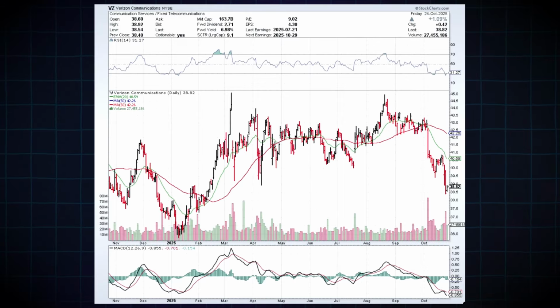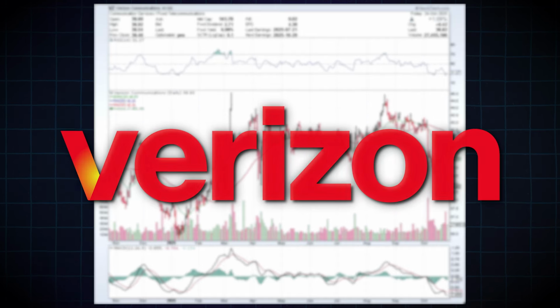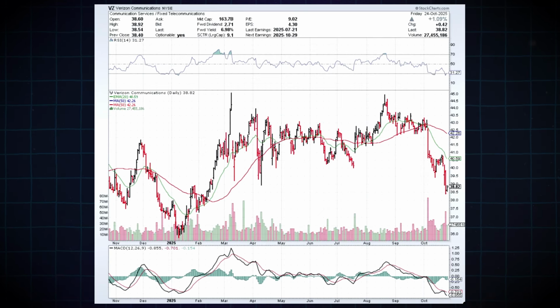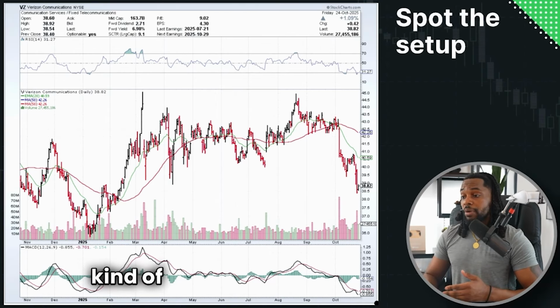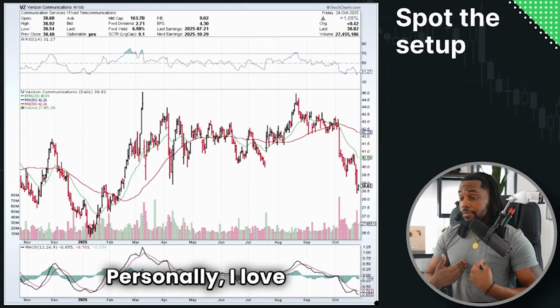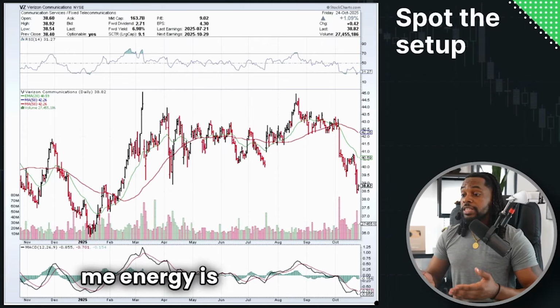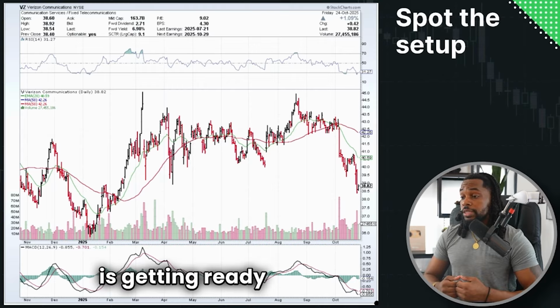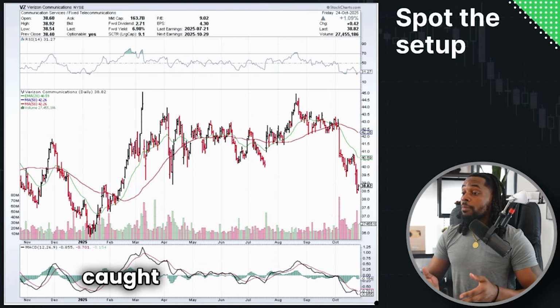This chart that we have on screen is a perfect example with Verizon. I was in this trade and it's a great case study for how this setup works. If you look at the daily chart, Verizon has basically been moving sideways for most of the year, not breaking down, not breaking out, just kind of sitting there, going back and forth. Most traders ignore that kind of price action. Personally, I love it because it tells me energy is building and the market is getting ready to pick a direction.